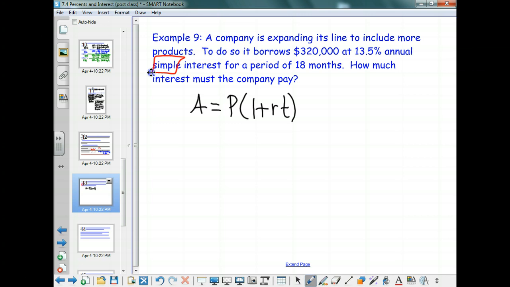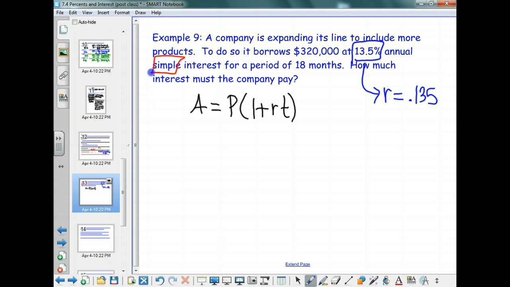Okay, we know the percent. That's this 13.5 right here. If I write this down, what letter is this going to correspond to? It's not P. It's corresponding to R for interest rate. What value would R be? 0.135. We have to turn that percent, which we learned last time how to do, back into a decimal. So that's my R value.